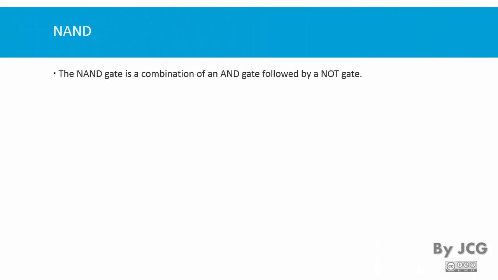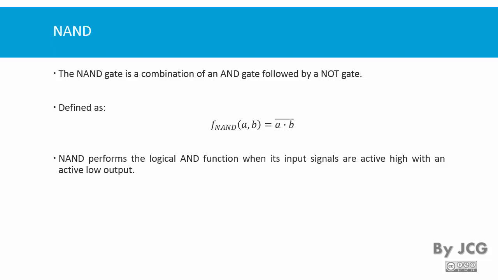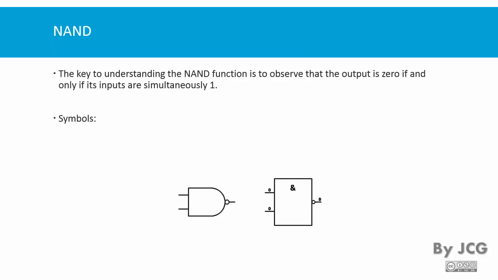So what is a NAND? The NAND is a combination of an AND gate followed by a NOT gate. So the function is defined as (A·B) inverted. And NAND performs the logical function AND when its input signals are active high, but also with an active low output. The key to understanding the NAND function is to observe that the output is 0 if and only if its inputs are simultaneously 1.